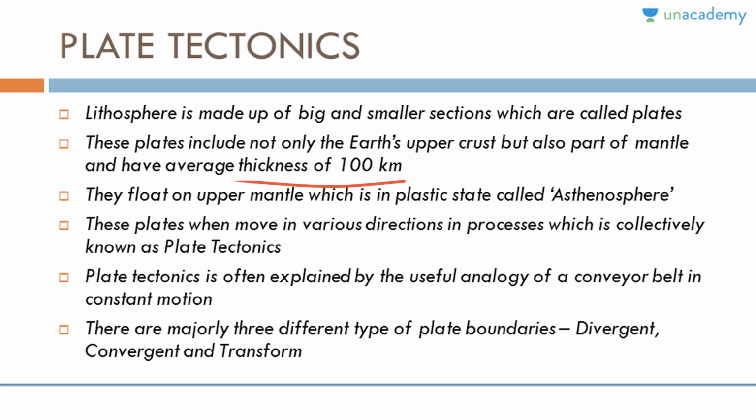The asthenosphere is the upper part of the mantle, which is in a plastic or semi-solid state, and it lies directly below the lithosphere. These plates float over this part of the Earth and move in various directions in a process which is collectively known as plate tectonics. These plates are in constant motion, as explained by the analogy of a conveyor belt in constant motion. On the basis of the movement between the plates, there may be three types of plate boundaries, which are the divergent plate boundary, the convergent plate boundary, and the transform plate boundary.